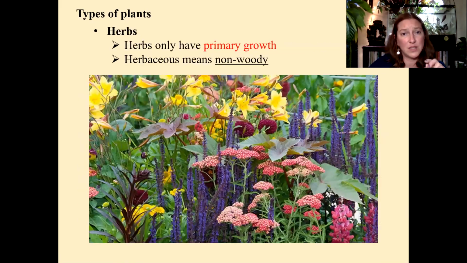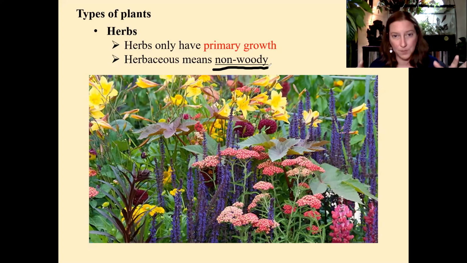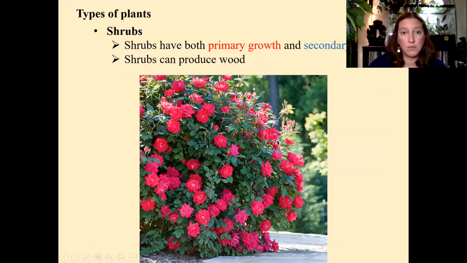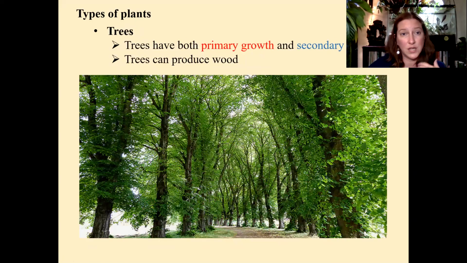So one thing you should notice from these three slides, look, you're like, oh no, she's annotating again. Herbs only have primary growth, right? And what do they not have? Wood. They don't have wood. So that should put a ding ding in your brain that primary growth never results in anything woody. It's always kind of green and pliable. Whereas the next two that we saw here, the shrubs and the trees, they're both capable of doing primary and secondary growth. And because they're able to do secondary growth, they're able to produce wood. So that's one thing you can notice here.